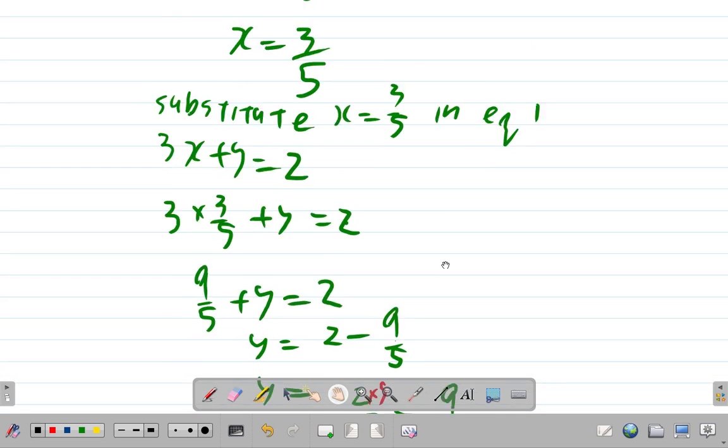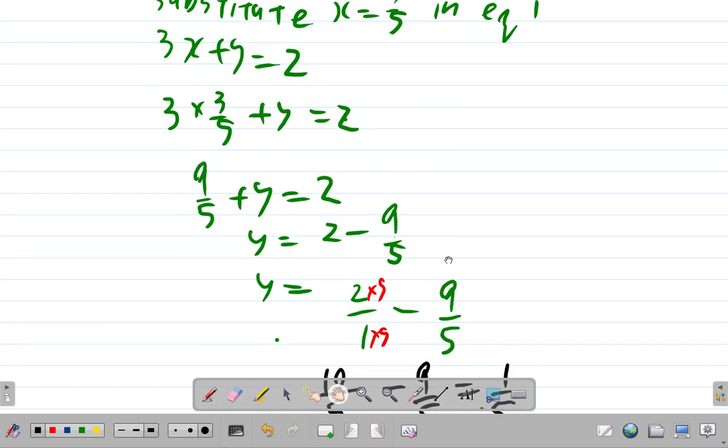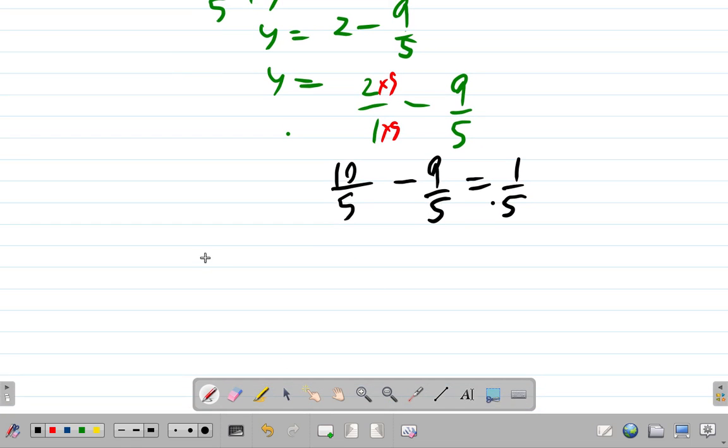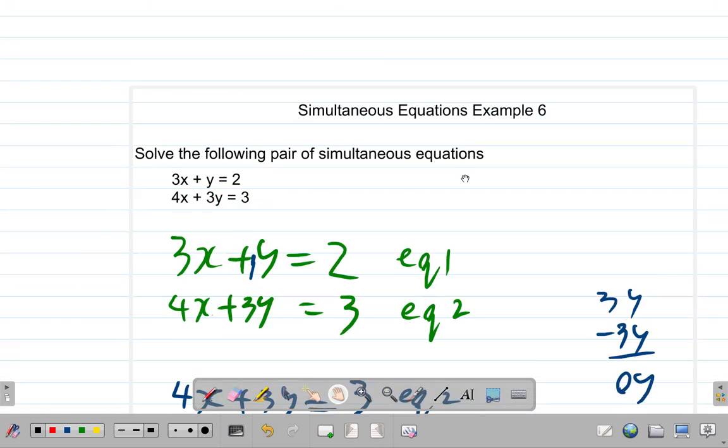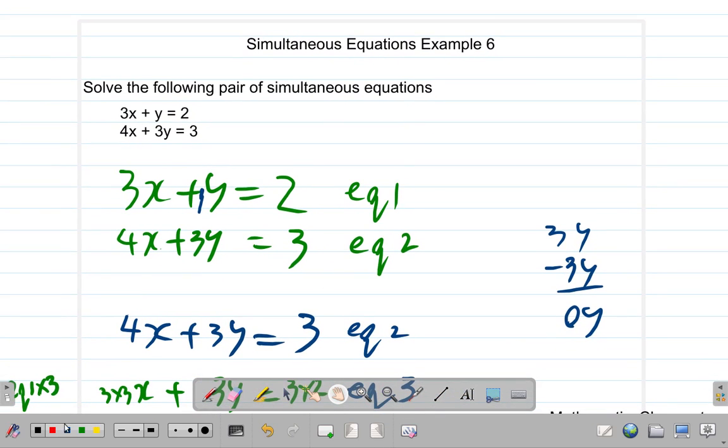So we have our answers. x is 3/5, y is 1/5. So we have 3/5 and 1/5. So x is equal to 3/5, y is equal to 1/5.